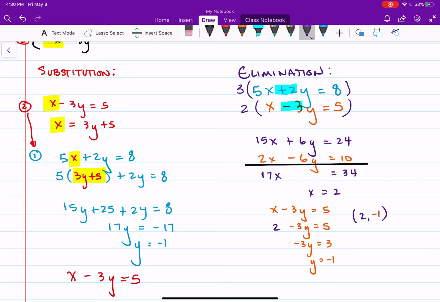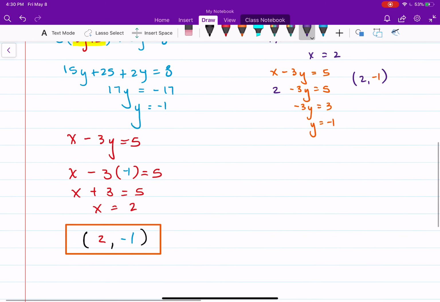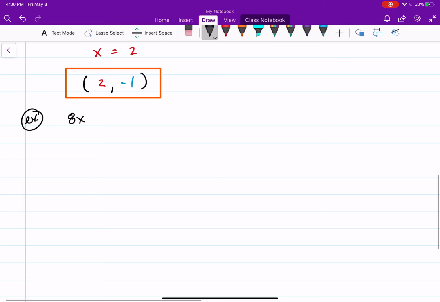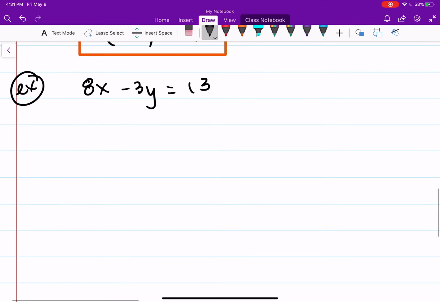If you were to graph these two lines, wherever they cross would be the answer, okay? Now, I'm going to do several more problems here. Let's put another example here. Let's say I have 8x minus 3y equals 13, and negative 5x plus 2y equals negative 7.